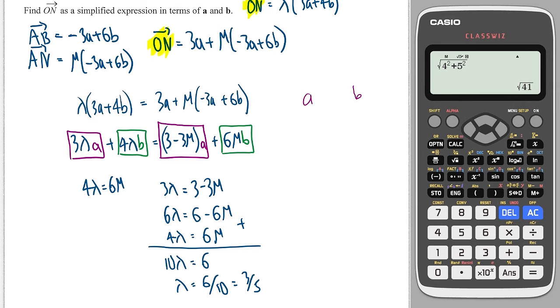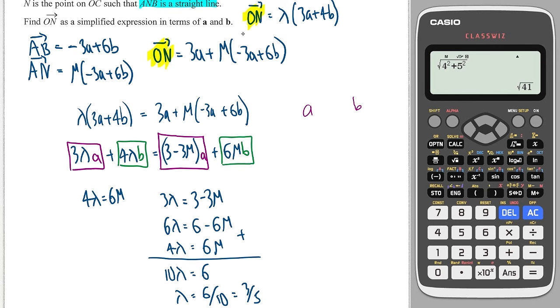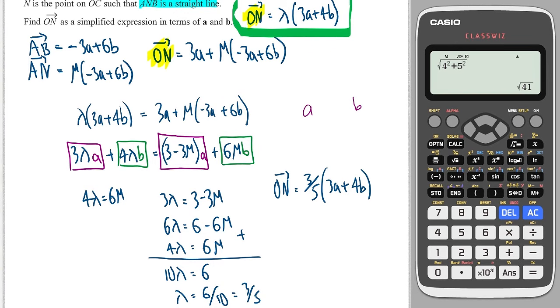And now let's look at this. This is an expression for ON. So ON is equal to lambda, which is 3 over 5, lots of 3a plus 4b. And that's it, we're done. We've worked out an expression for ON in terms of a and b. Perfect.